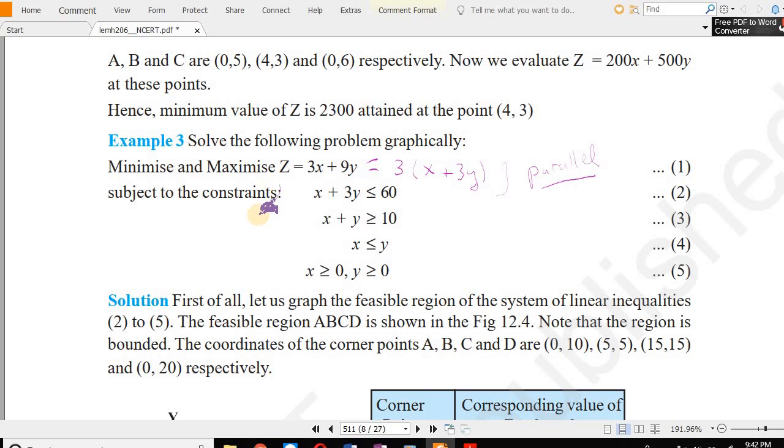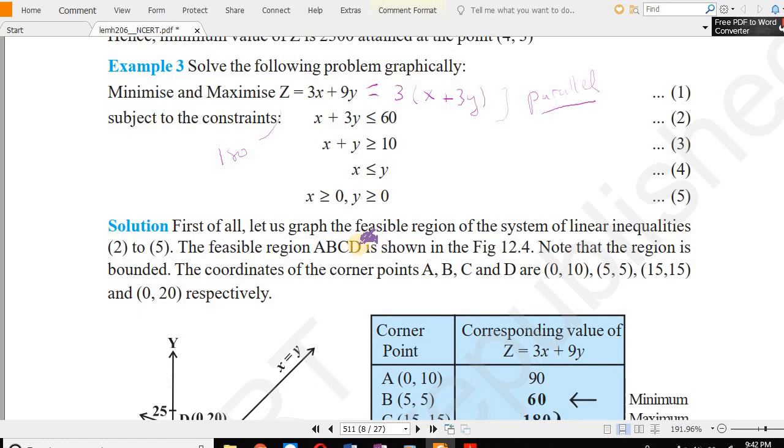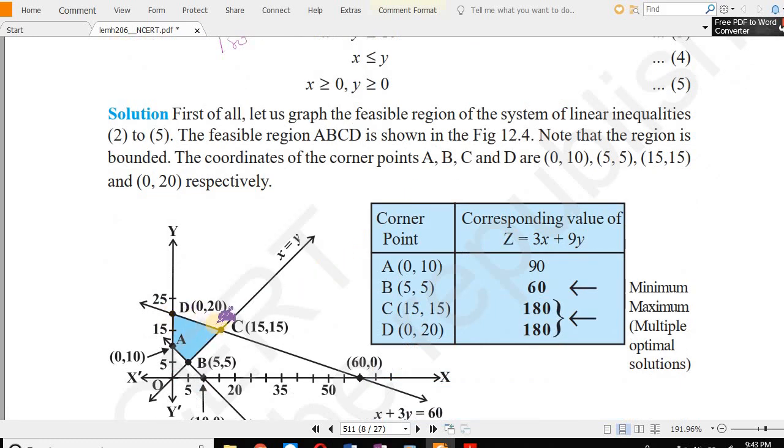So if I make z equal to 180, then what do I get? I get 180 equals 3 times x plus y, or x plus 3y equals 60. It's the same thing. The constraint and the objective function are the same expression. So what does that mean? That means that any point on this constraint will have the same value of the objective function.